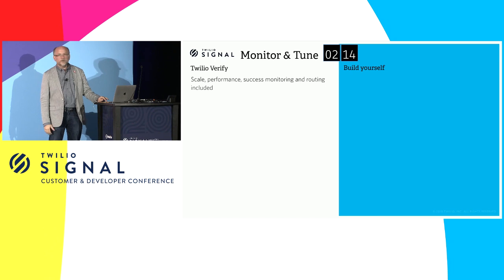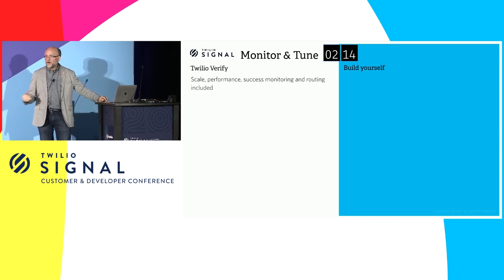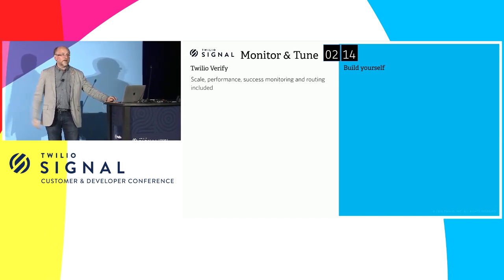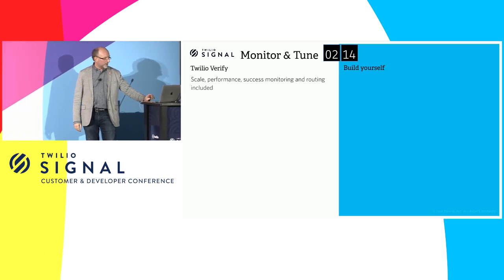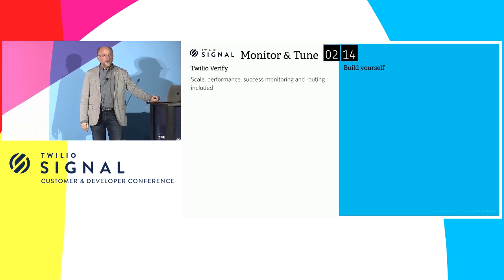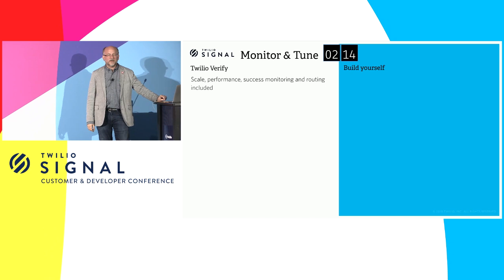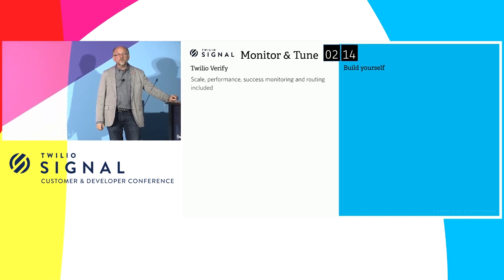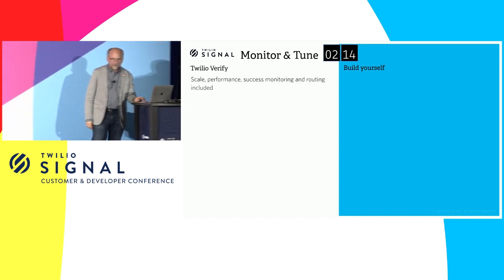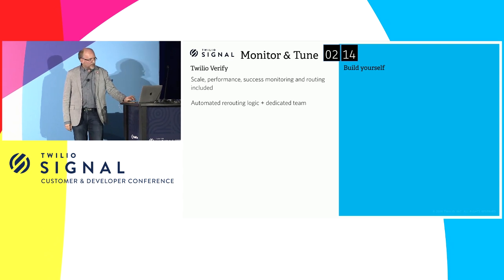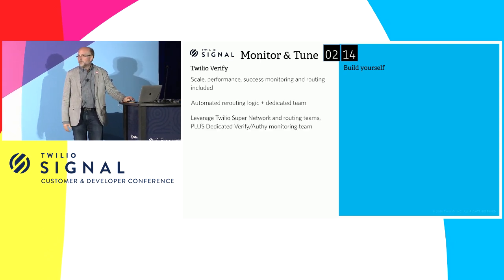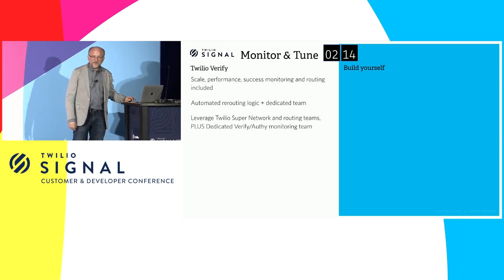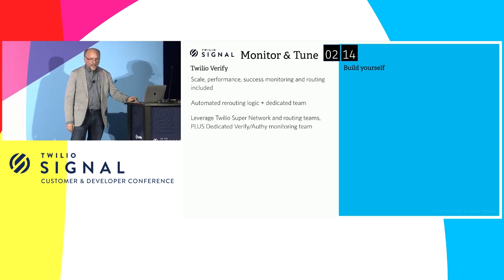If you're building with SMS, and a lot of people do this, they build with a lot of different partners to try to hedge their bets. We've built this system to basically auto-heal in the same way that you might build it yourself. Automatic rerouting logic, a dedicated team. We still leverage the Twilio Super Network team. They're amazing. And you get the dedicated Verify and Authy monitoring team.